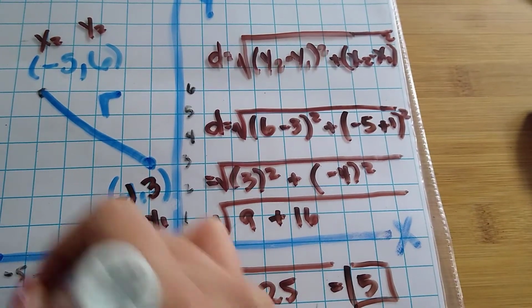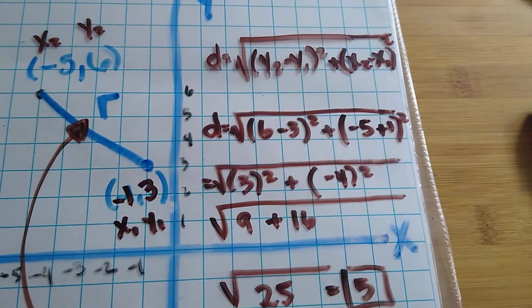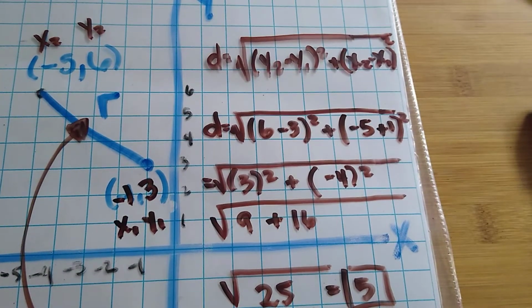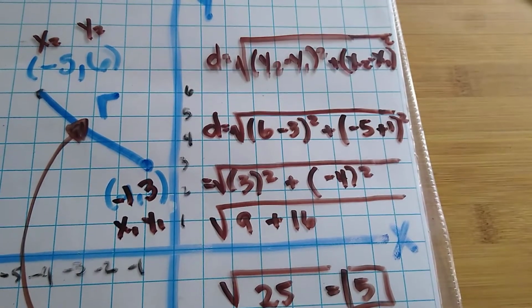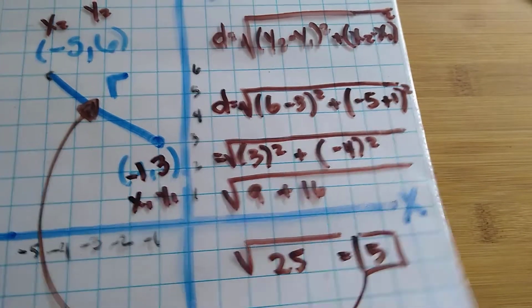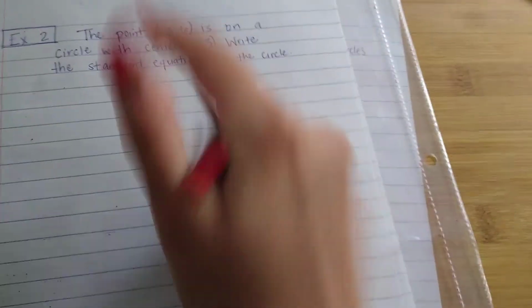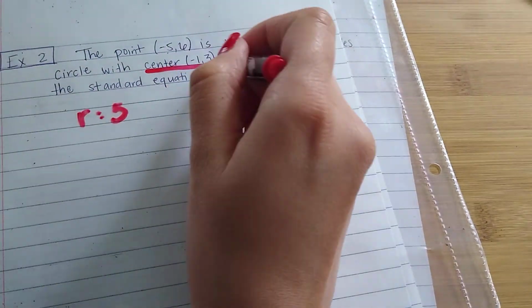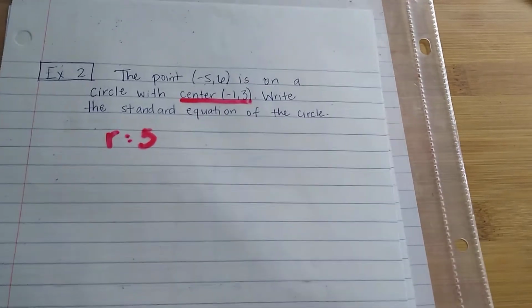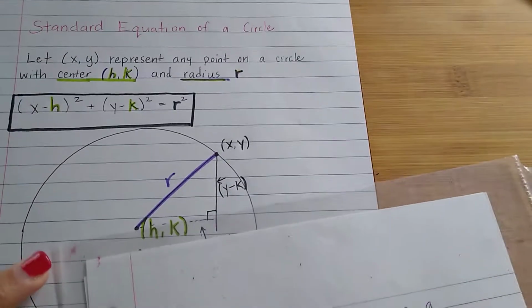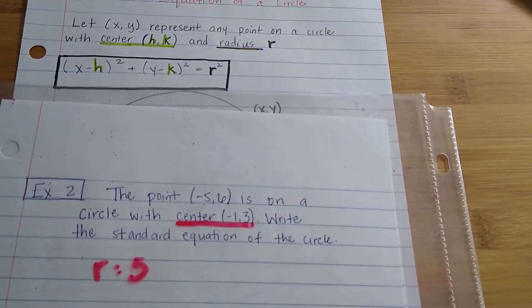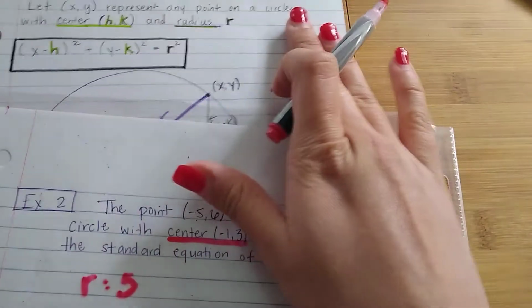Now I figured out that my radius is 5, and I can use that information to write my standard form. So let's write it here. Now my radius is 5, and my center is -1, 3. Remember that our standard equation is written as x minus h squared plus y minus k squared equals r squared. So we're going to do that here.